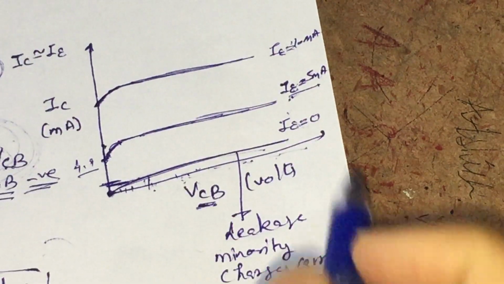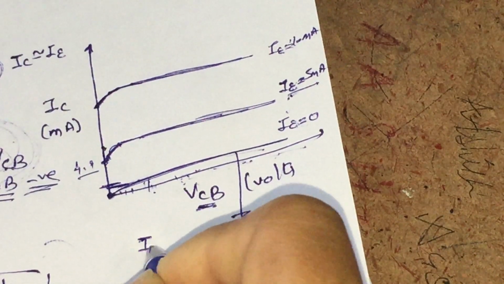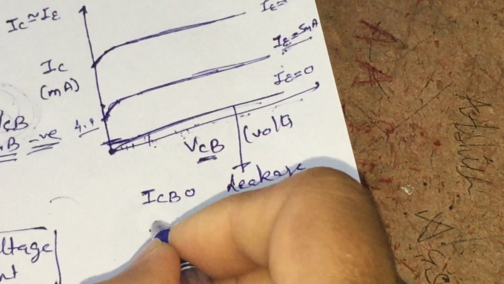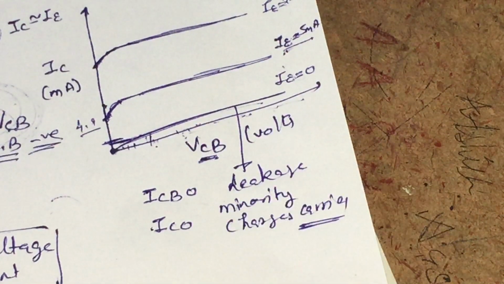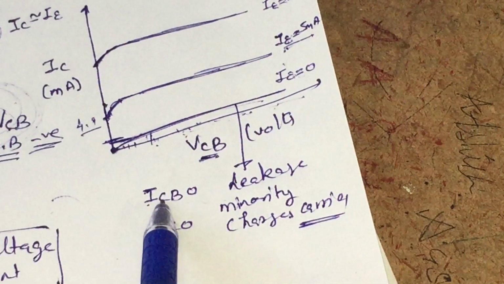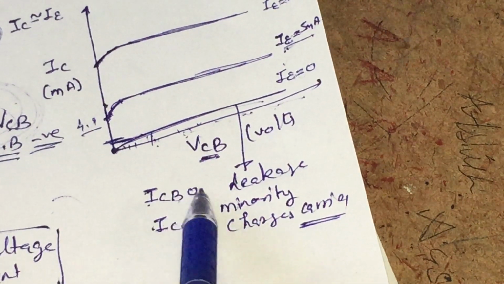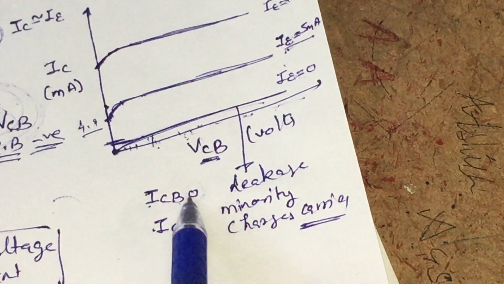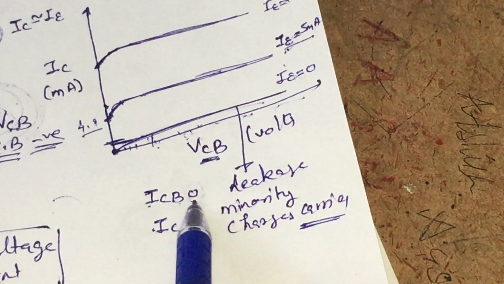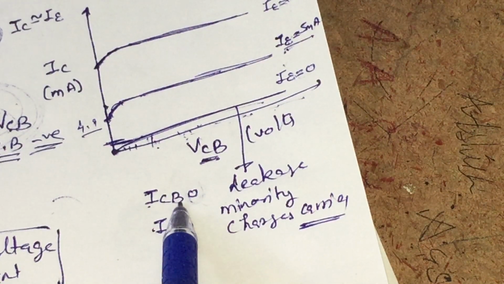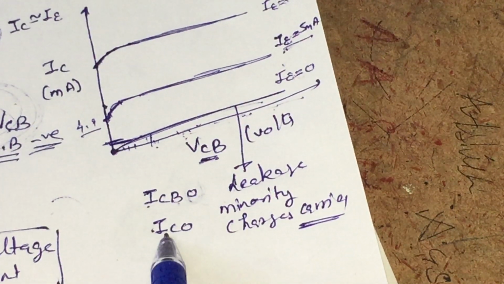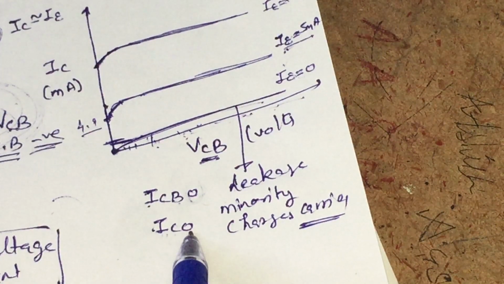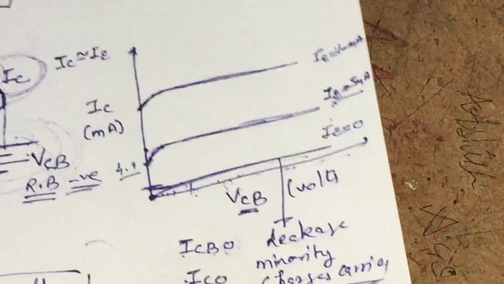This leakage current in our case is represented by ICBO, or it is sometimes represented by ICO. It means it is a leakage current from collector to base region when the emitter terminal is open. It means the emitter terminal is providing no current, no electron to the collector and base region. It is also represented by ICO, that is, the leakage current when the emitter terminal is open.